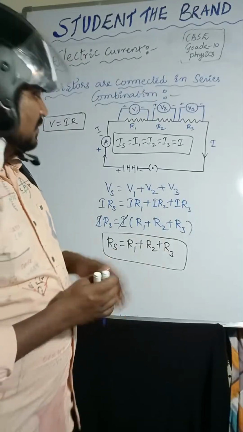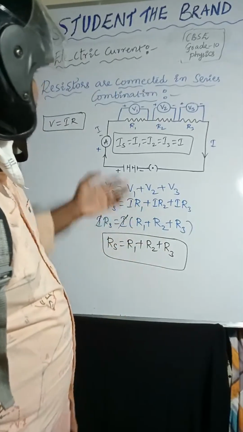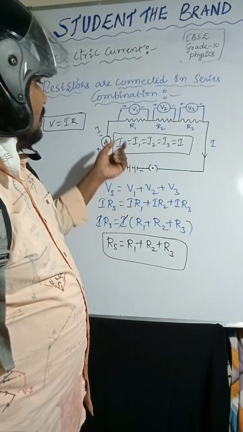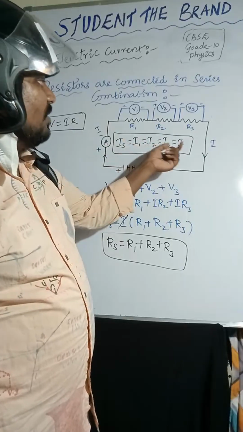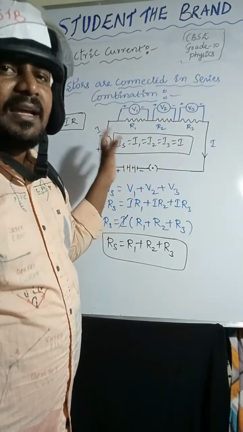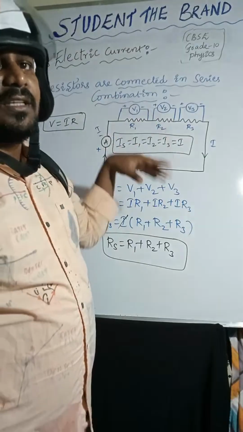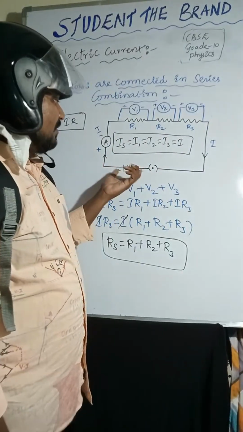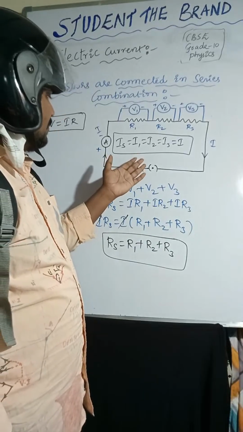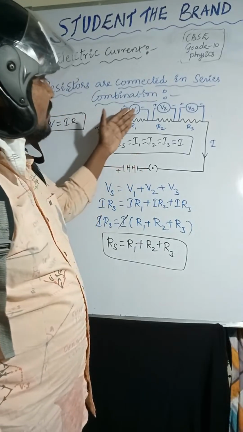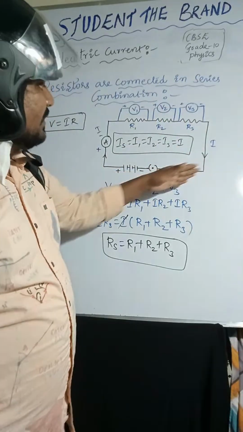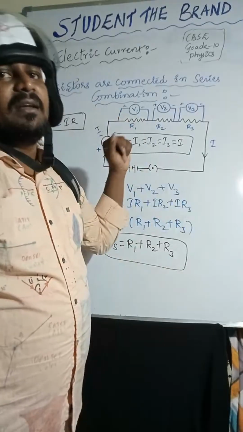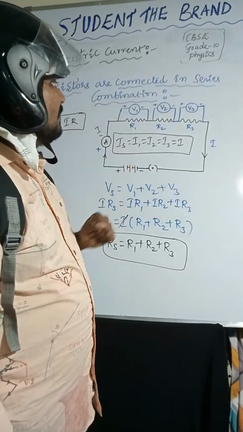That's enough. So listen carefully. R1, R2, R3 are connected in series combination. So Is equal to I1 equal to I2 equal to I3 equal to I. Sir, why is current the same? Throughout the circuit, whatever the battery is added to this, that current will pass through R1, R2, R3. The same current will reach. That is the reason current is the same throughout the circuit.